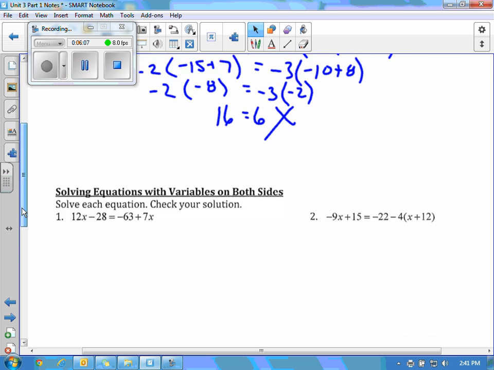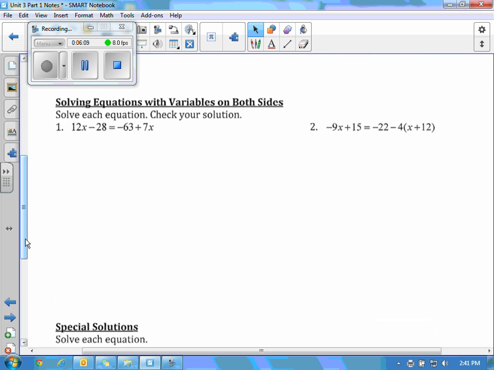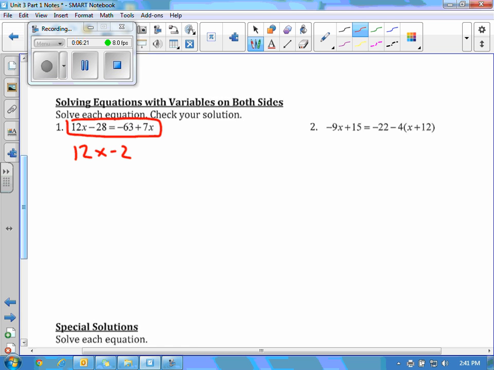As you look at the next section, now we're actually solving equations with variables on both sides, and this can get pretty confusing. So I'm going to do number 1. Again, the first thing I'm going to do is box and rewrite. So I have 12x minus 28 equals -63 plus 7x. Now, I want to move the variables to one side and then the constants to the other. So I'm going to put the variables on the left side, which means I need to move this positive 7x. To move a positive 7x, I need to subtract 7x.